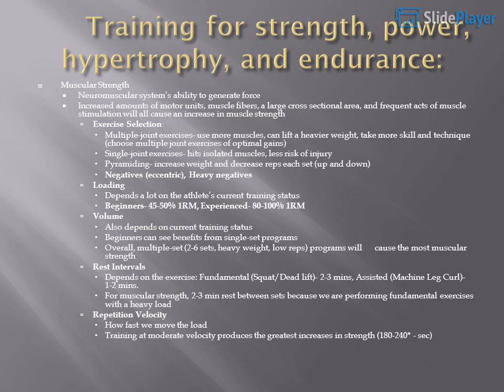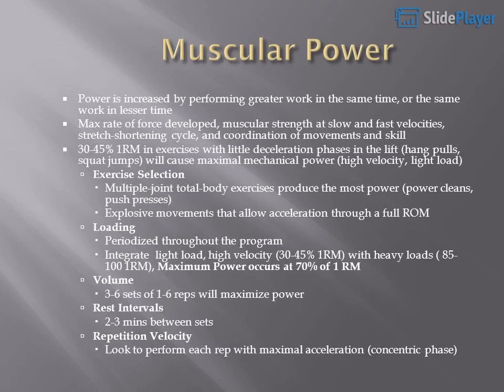Repetition velocity. How fast we move the load. Training at moderate velocity produces the greatest increases in strength, 180 to 240 degrees per second. Muscular power. Power is increased by performing greater work in the same time, or the same work in lesser time.